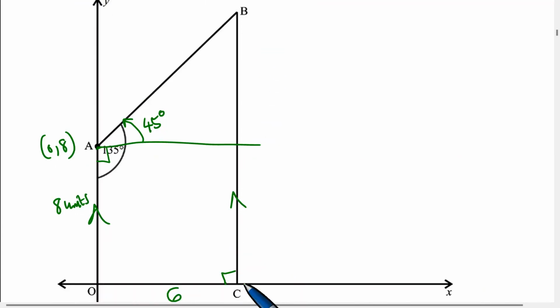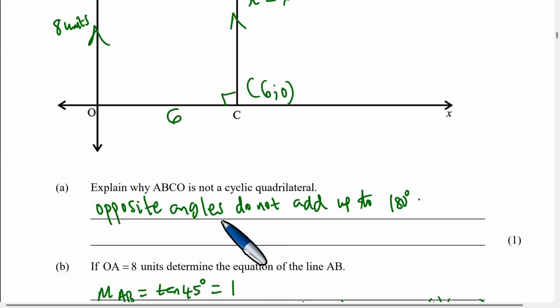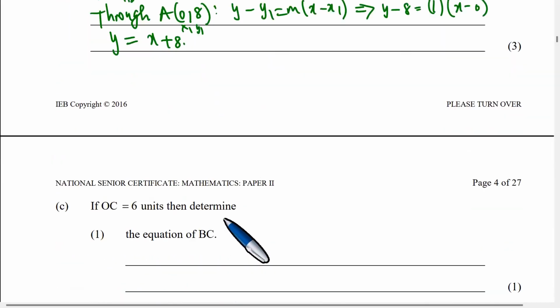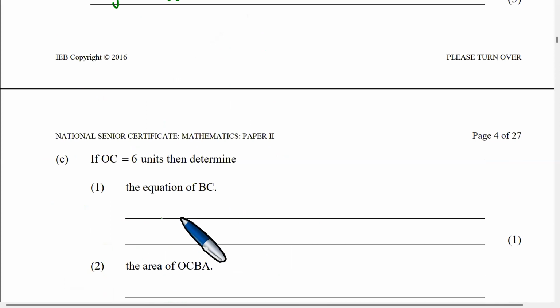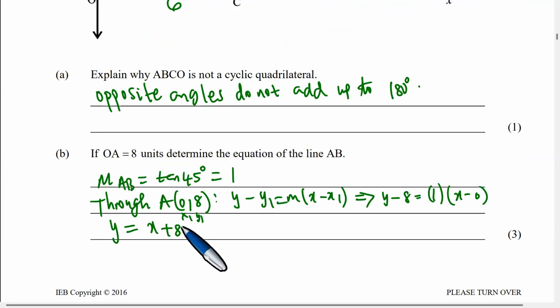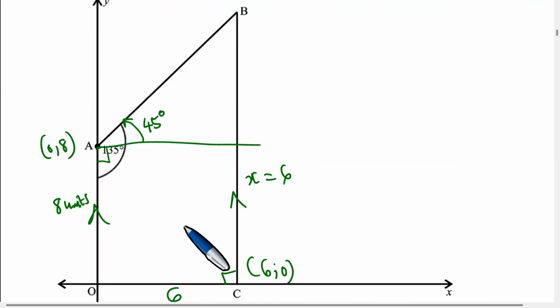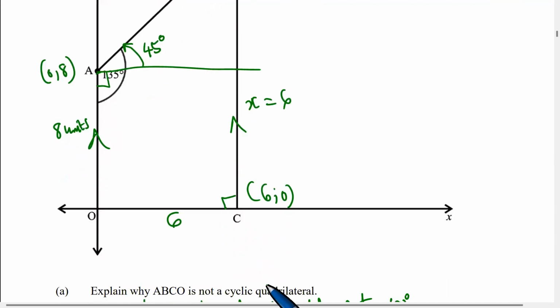If the distance from here to here is 6 units, it means the coordinates of the point C are (6, 0). And therefore, this would be x equals 6. So the equation of the line BC is x equals 6, because x equals 6 is the vertical line that is perpendicular to the x-axis, passing through the point C of coordinates (6, 0).